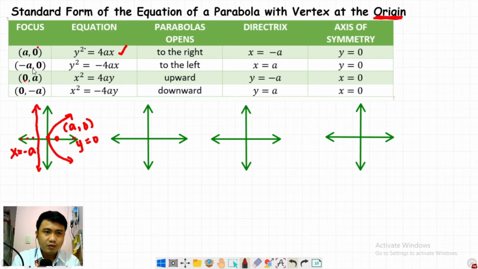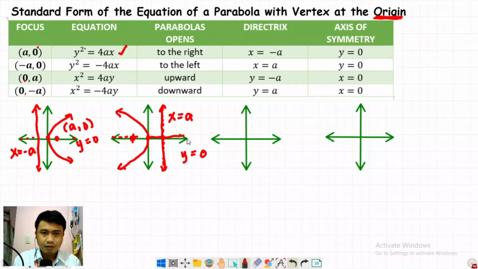What if our focus is located at negative A0? So, negative A0, nandito siya. Dito po ang ating focus. Ito yung ating vertex. So, ibig sabihin, opens to the left po. And of course, our directrix nandito naman sa kabila. Directrix po natin is a vertical line. That is x is equal to positive A. And our axis of symmetry is y equals 0. The axis of symmetry, same pa rin. Ating y equals 0. Okay?